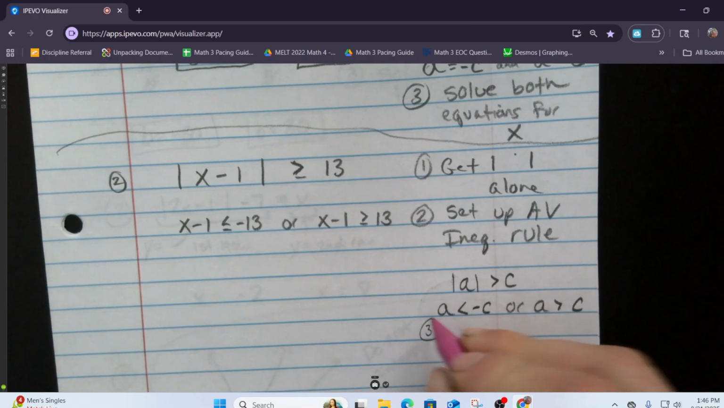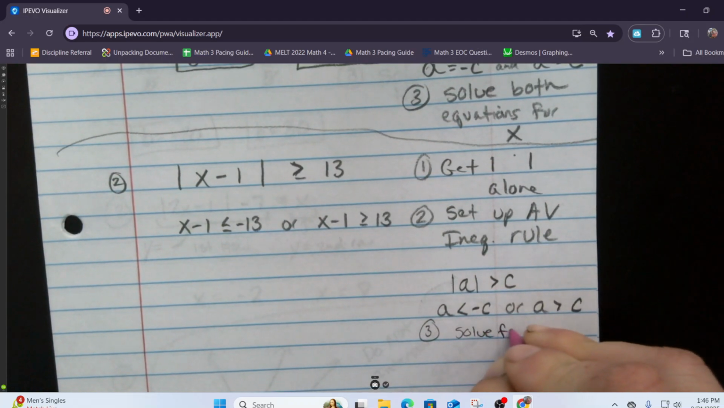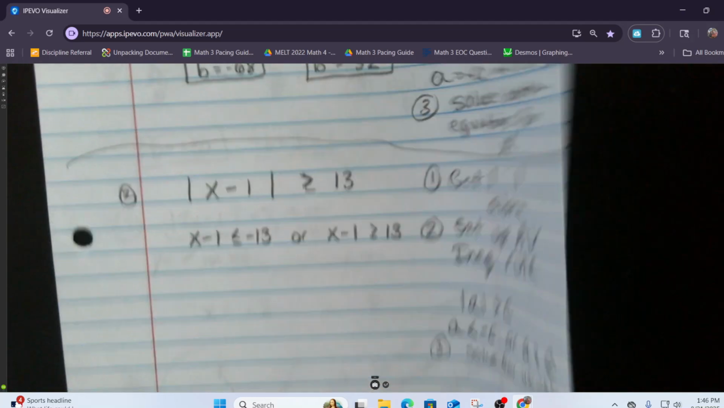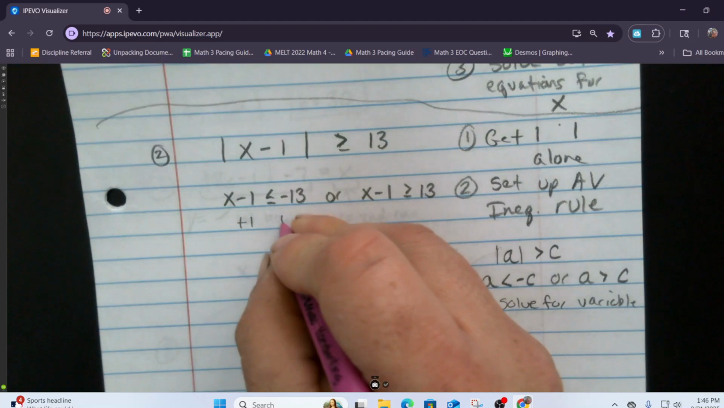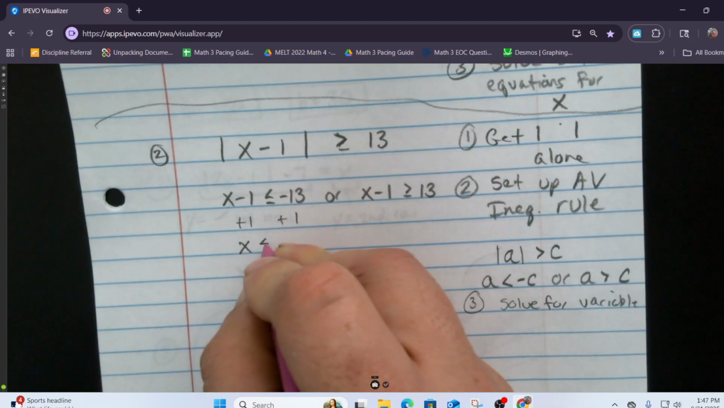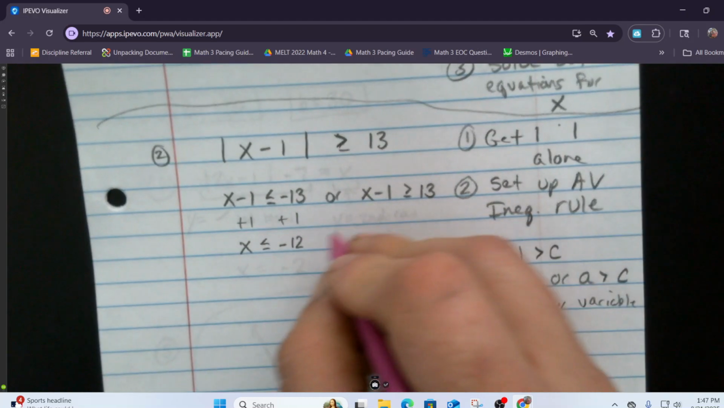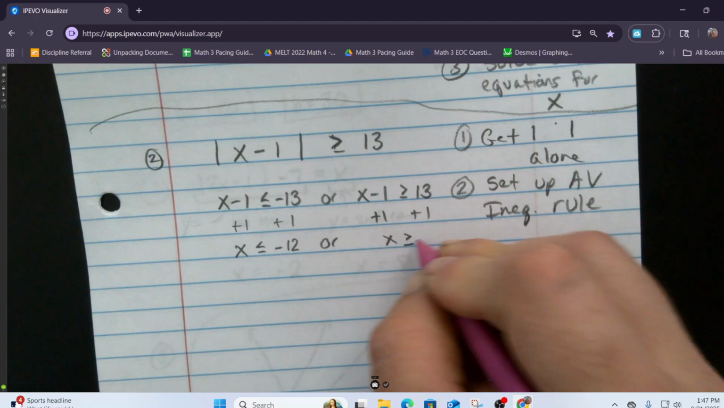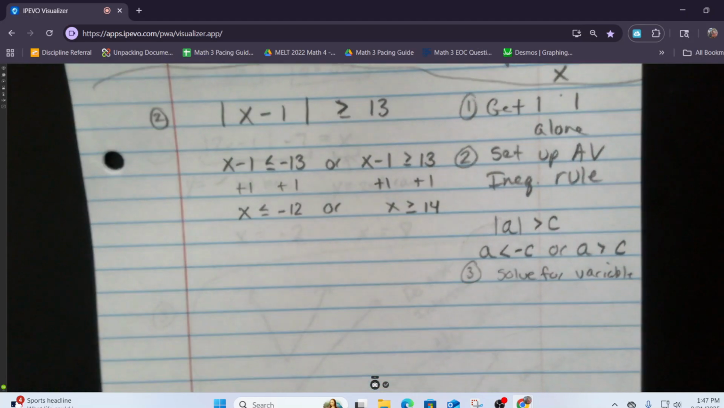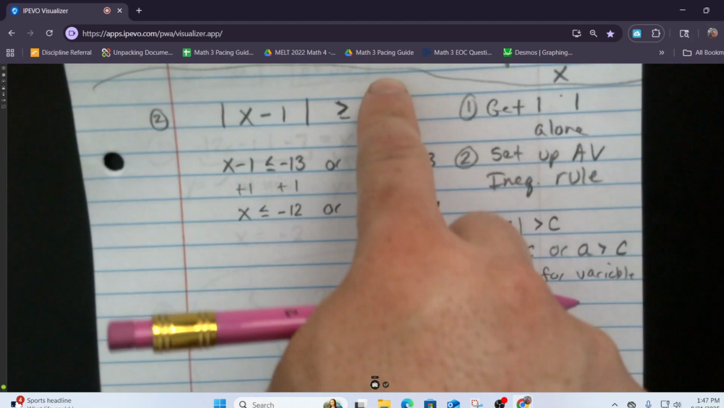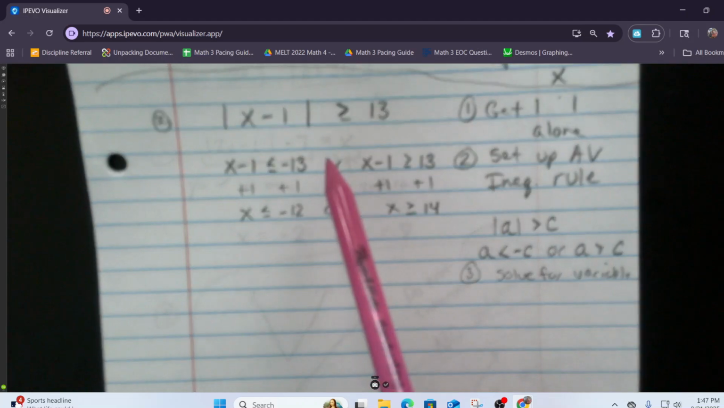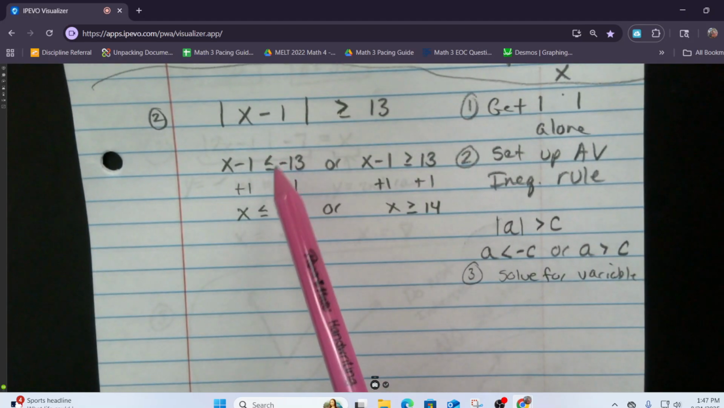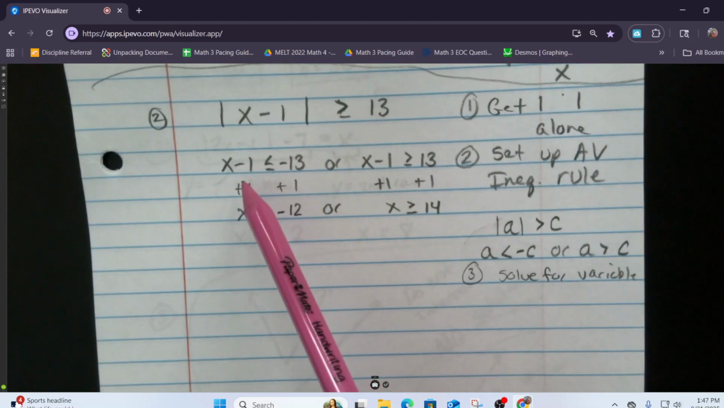All right. And then step 3, solve for the variable. This is very easy. I'm going to add 1. Don't forget your OR. So guys, this would be full credit. Okay, so the main thing that I think all the Math 3 teachers look for is if you know how to set up the rule, because most of you probably know how to solve this.